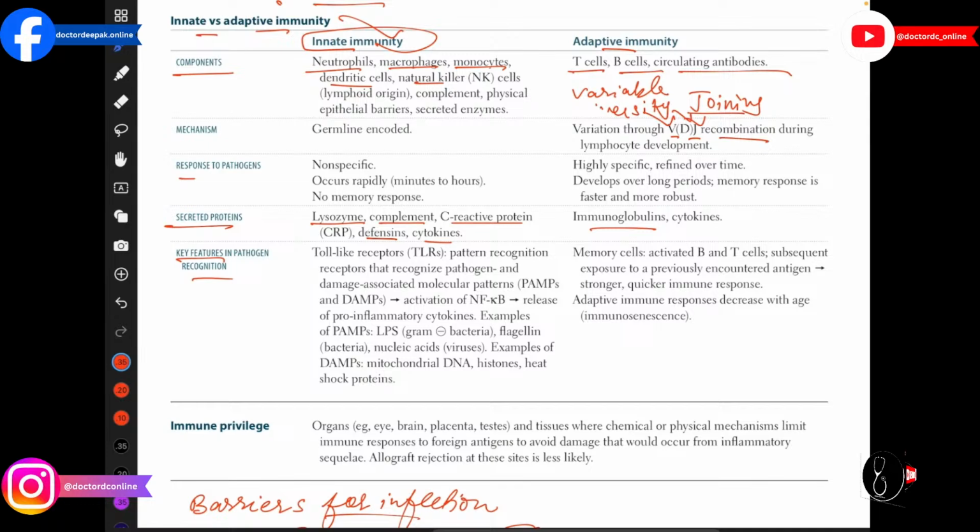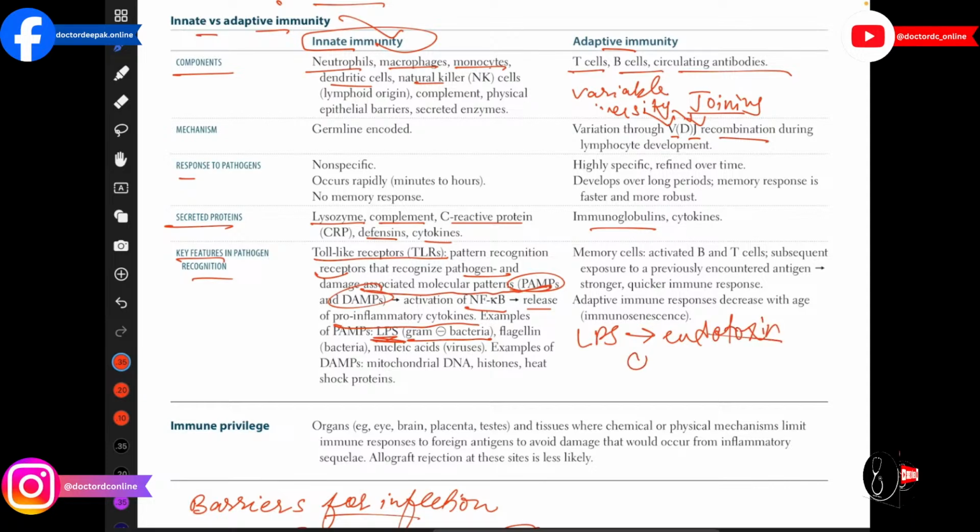In innate immunity, they have toll-like receptors, and they also have pattern recognition receptors that recognize pathogen-associated and damage-associated molecular patterns, called PAMPs and DAMPs. By this, there is activation of NF-κB, and by this they release pro-inflammatory cytokines. We have an example of lipopolysaccharide. Gram-negative bacteria have lipopolysaccharide, which is an endotoxin.